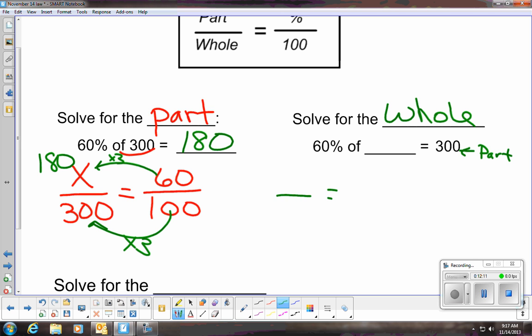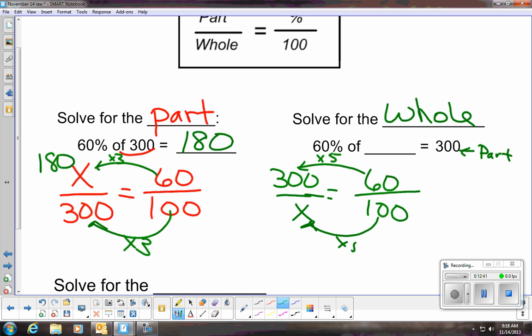So, again, set her up. The 60 goes over the 100 again. This time, the 300 goes on the top because it's the part, and the X goes on the bottom because that's the whole. We don't know the whole this time. How could we go from 60 to 300? Times 5, right? That should be a no-brainer. 100 times 5 is 500. So 60% of 500 is 300. Again, 60% is more than half. Half would be 250. So we're looking like we're in the ballpark.